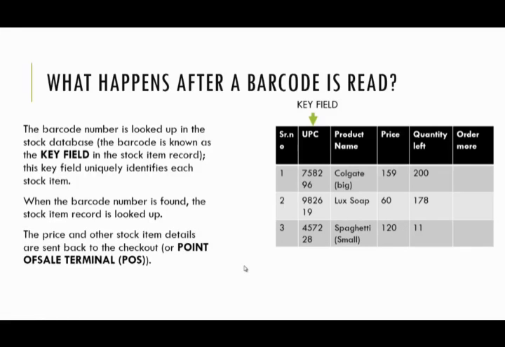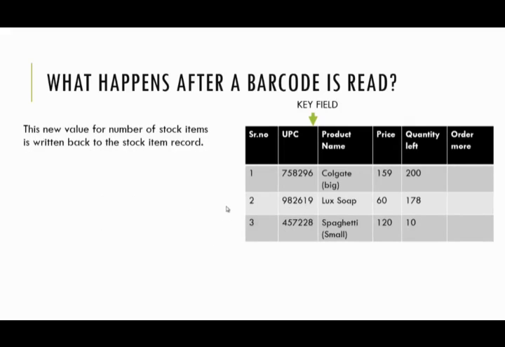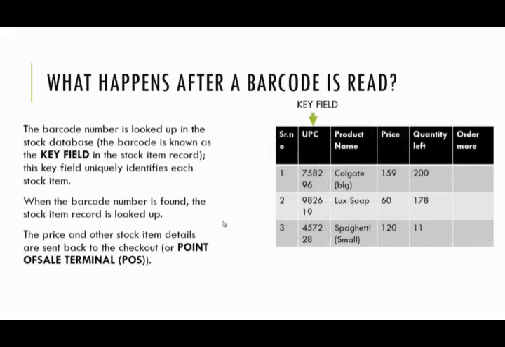The price and other stock item details are sent back to the checkout or point of sale terminal. So from the database, these details come back to the computer where your bill will be generated. That is also called point of sale, POS. The new value of the number of stock items is written back to the stock item record. If we go back here, maybe we scanned an item which was spaghetti small, and you have bought one piece of this item.